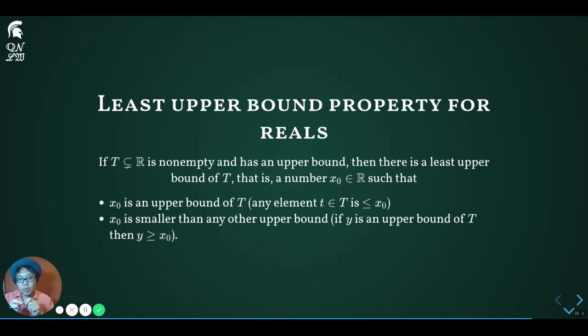Note that in practice, when given a set T and a number x0, to verify that x0 is the least upper bound of T requires proving two things. First, you need to prove that x0 is indeed an upper bound of T. This means proving that every element of T is no greater than x0. Second, you need to prove that there cannot be a smaller upper bound. You can either argue directly by showing that any upper bound is at least x0, or you can argue by its contrapositive and show that any z less than x0 cannot be an upper bound of T.